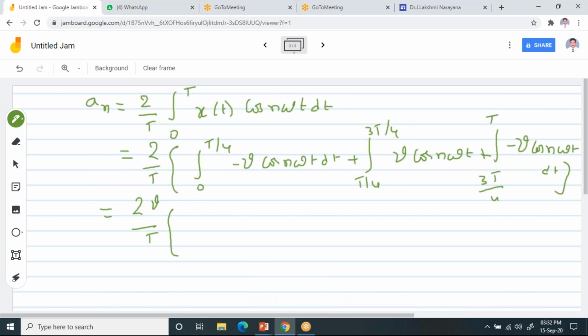Now solve it. The integral of cos n omega t you can write as sin n omega t divided by n omega, and you need to apply the limits 0 to T by 4 for the first integral. This is what the integral gives for this. Now plus this again, sin n omega t divided by n omega. Are you following me?